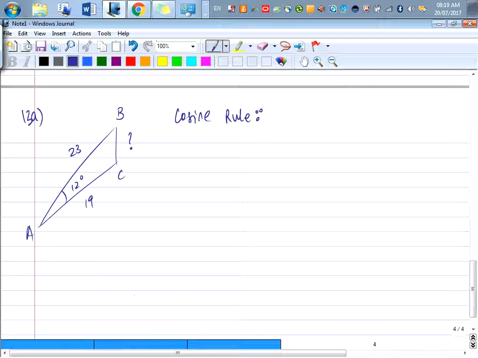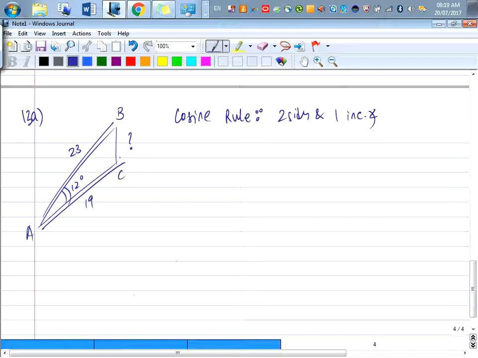Okay, so why are you choosing cosine rule? Say again? You have two sides and an included angle. Because you have two sides and one included angle. Right, so that's what we have. 23 is one side, 19 is one side. You have one included angle. So how to form an equation for this?